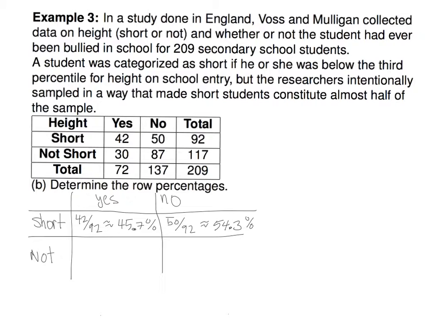Are the numbers going to be different for the not short people? Yeah. So this one's 30 out of 117, and how about the not shorts? That'd be 87 out of 117, or 74.